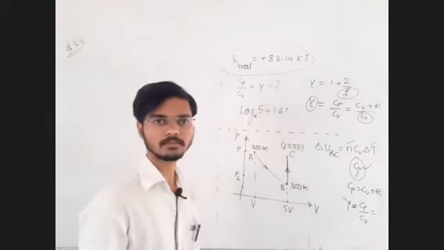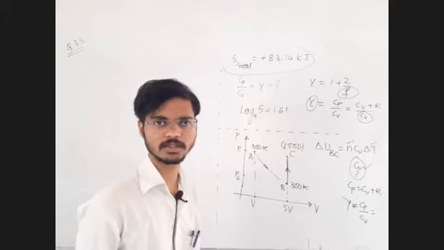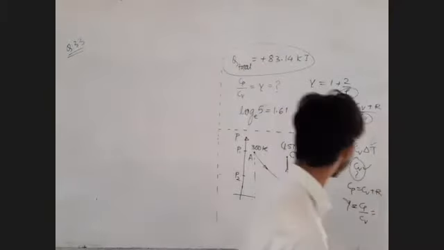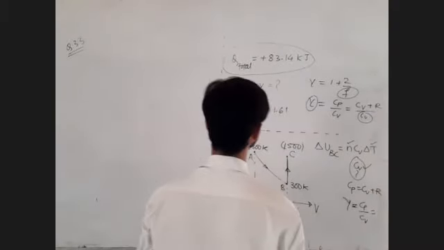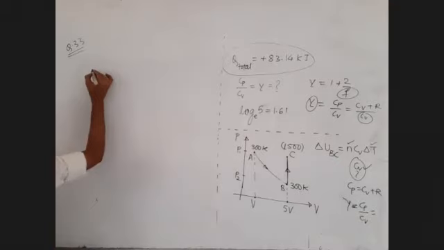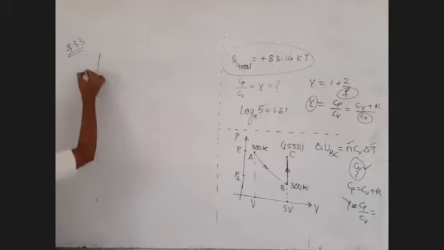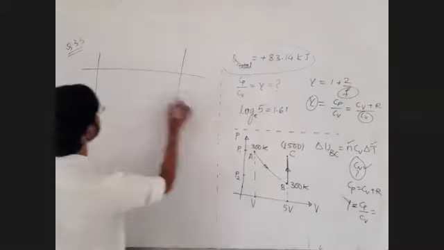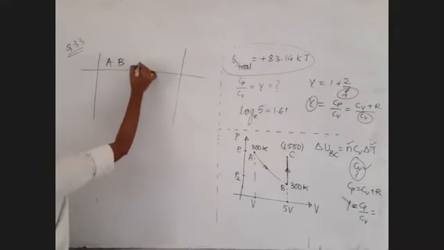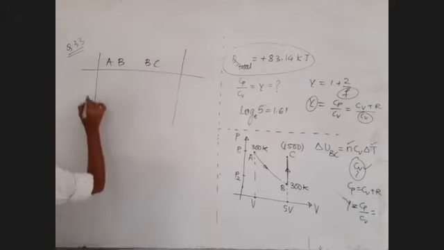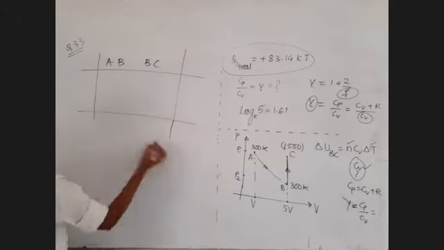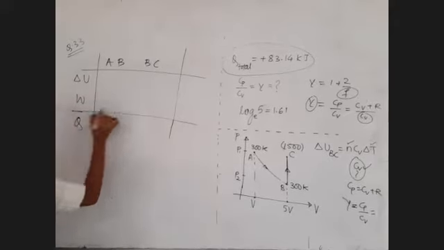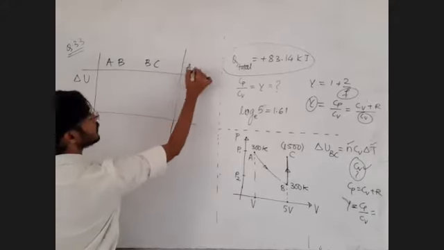Okay. Advait has found out some answer, 28 by 19.75. Okay, fine. So he has found out the answer also. Okay, good. Let's do it now. Let's make a chart. How many processes? A to B, B to C. A to B, B to C. Delta U, W, Q. A B, B C, A B C.